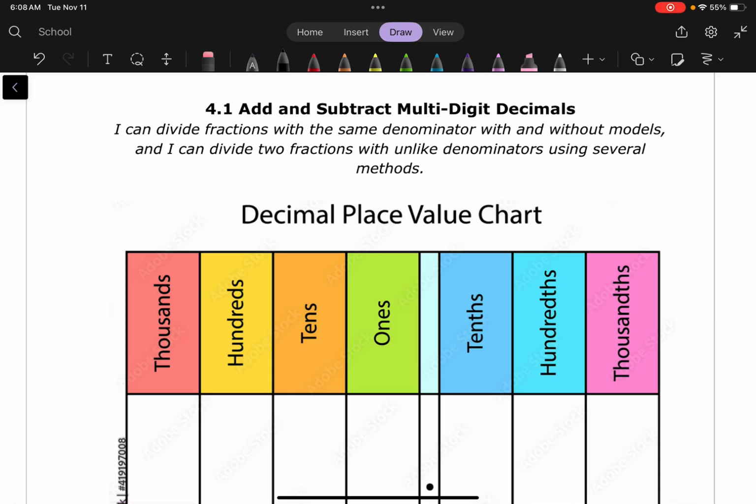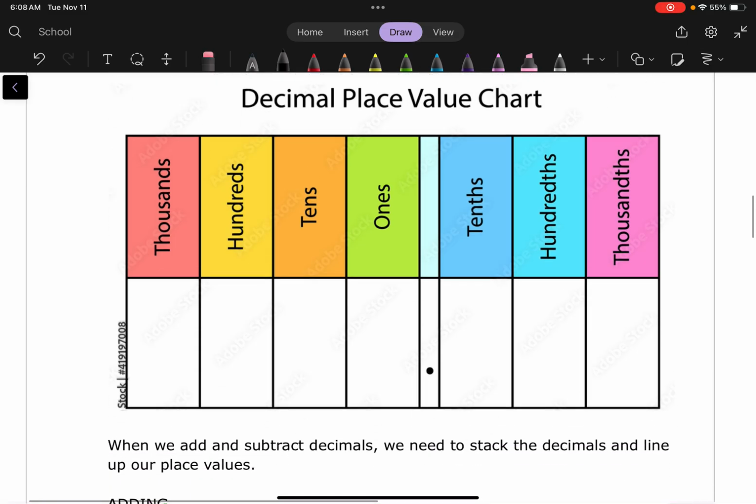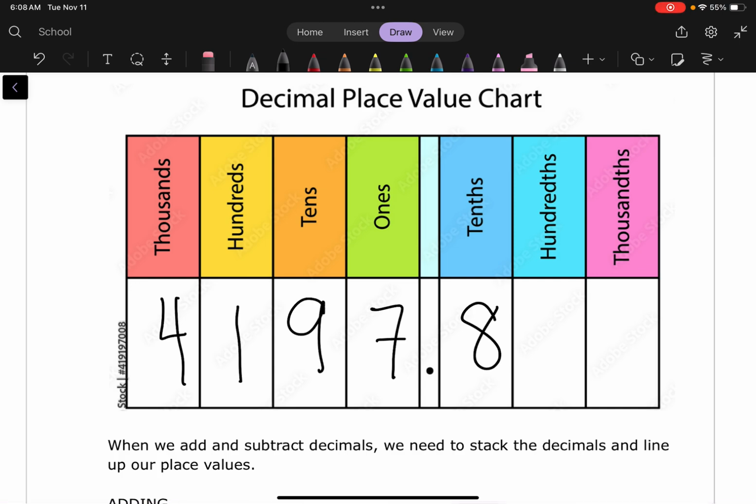Okay, let's start with our place value chart. Okay, I'm going to put a random number in here. 4, 1, 9, 7, 8, 3, 2. So, something to remember is when we look at our numbers that are on the left side of the decimal, those are our normal ones. So we have our ones, our tens, our hundreds, our thousands.